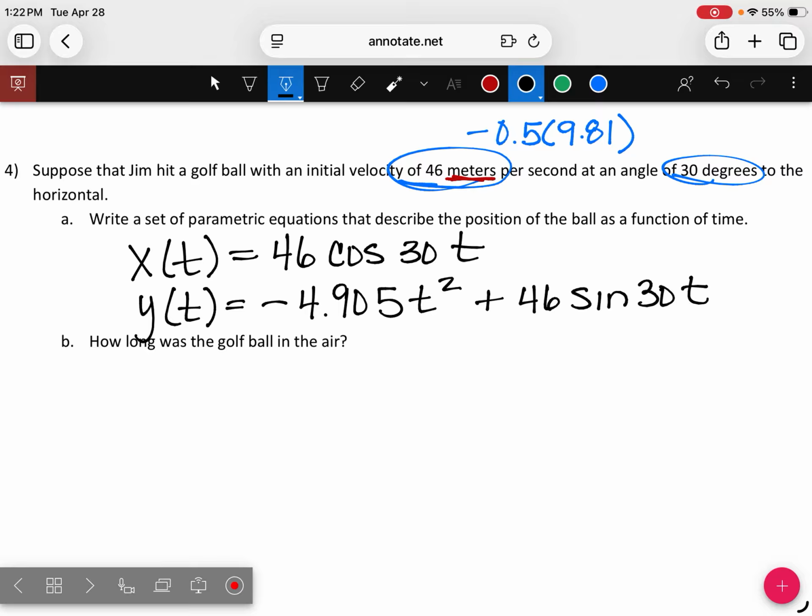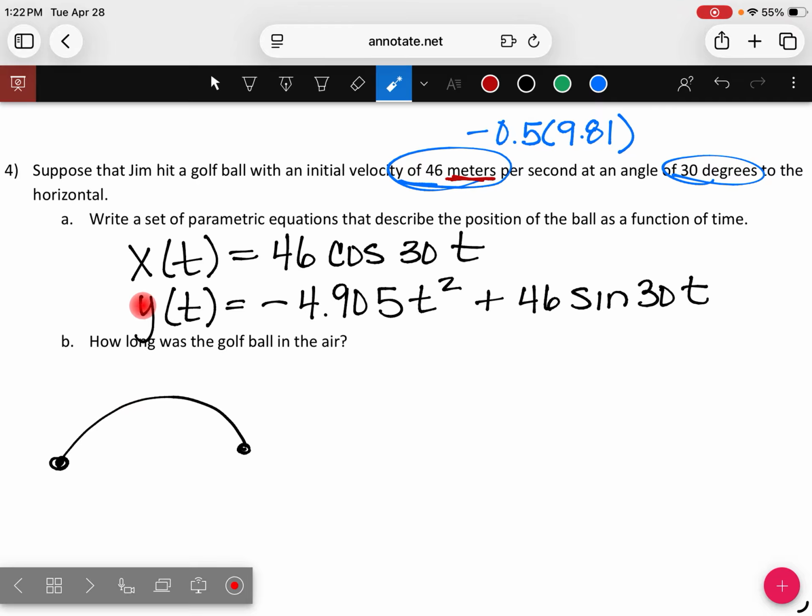Did they tell us how far away he was from the thing that he was trying to get to? We don't know the horizontal distance, but what we do know is that eventually we want to know how long the ball was in the air. So remember, that's my height. In other words, when is the height 0? The height is 0 twice. It's 0 when he hits it, and it's 0 when it comes back down.